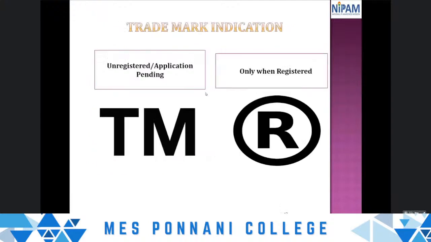So this is how a trademark is indicated. You might have often come across these indications in your daily life, on different logos or along with different brand names. The R symbol means that it is a registered trademark, and the TM symbol means that either the trademark application is pending or it is an unregistered trademark.